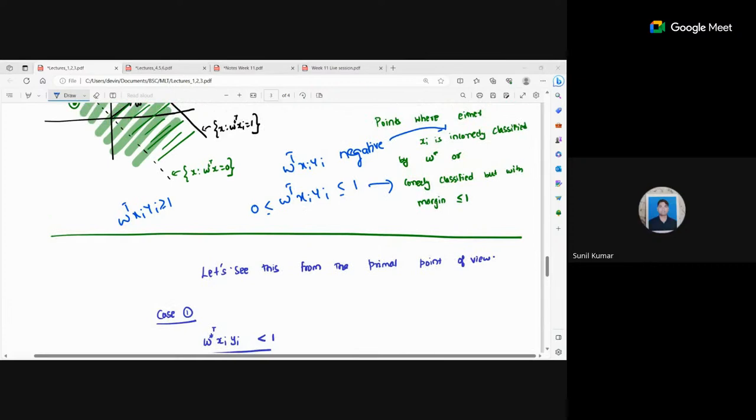Yes, sir. So, sir, in this case, will all the points lie between the margin, or only some of the points? They can lie on the margin, and they can also lie in between. Some of the points may be correctly classified.